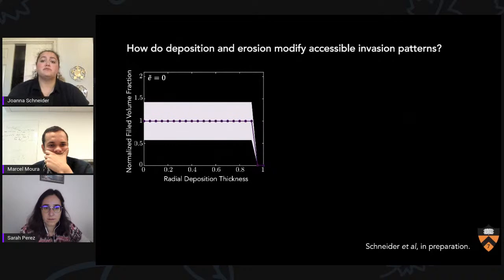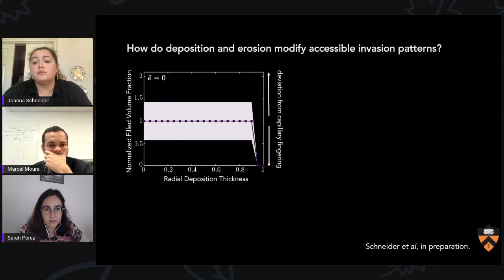and compare it to standard invasion percolation or capillary fingering. So we can look at how it deviates from capillary fingering. Keeping the erodibility constant, here we're looking at no erodibility, and increasing the amount of deposition from pristine to clogged, what we see is that almost all of our simulations look exactly like capillary fingering.